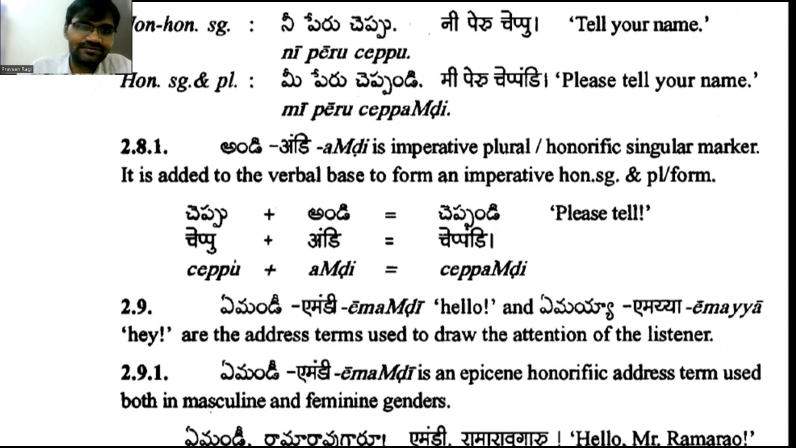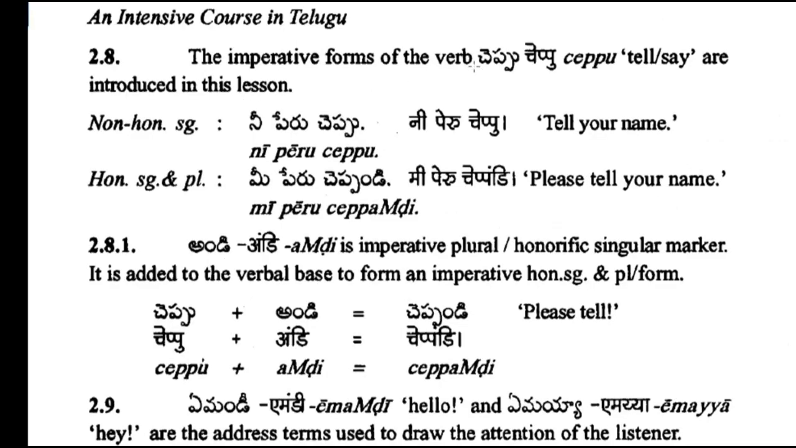Okay, the next one is the imperative forms of the verb చెప్పు, tell, say, or introduce in this lesson. నీ పేరు చెప్పు, tell your name. This one is non-honorific singular. When you are talking about a person and you don't want to show respect, in casual conversation you can just say నీ పేరు చెప్పు. तुम्हारा नाम बोलो, tell your name.